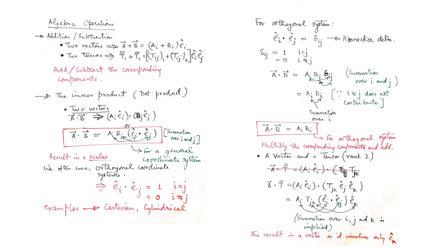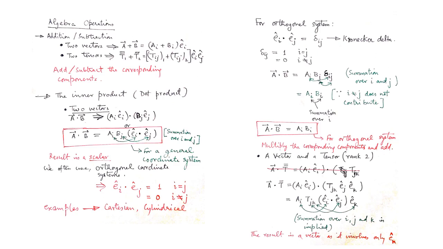Right. Now we move on to the various algebra operations. It's pretty straightforward: addition and subtraction. Addition and subtraction require both quantities to be of the same type. So both of them have to be vectors, or both of them have to be tensors of rank 2. Unless the two quantities are of the same type mathematically, they cannot be added or subtracted.